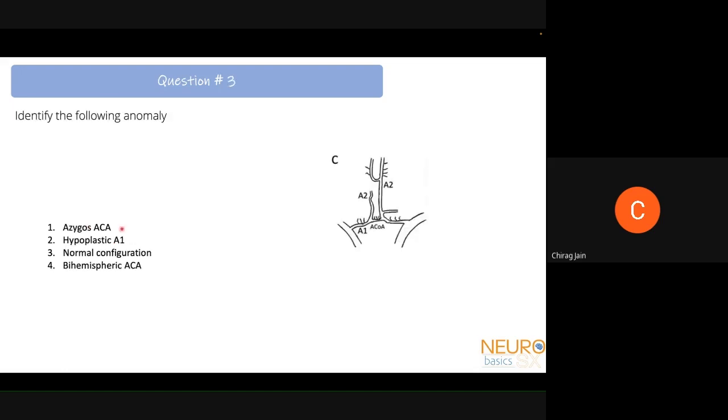Okay, so this one, if we have paid attention to the class, should be quite easy. Identify this anomaly, please. Is it an azygous ACA? Is it a hypoplastic A1? Is it a normal configuration? Is it a bihemispheric ACA? So this is probably the easiest question here. This A2 is hypoplastic, and this A2 is supplying both hemispheres. So this is a bihemispheric ACA.